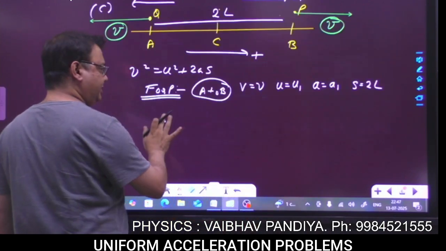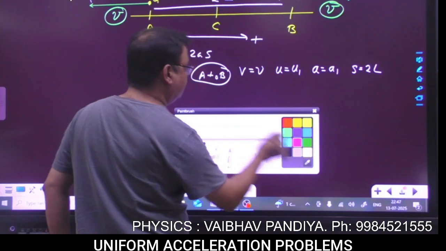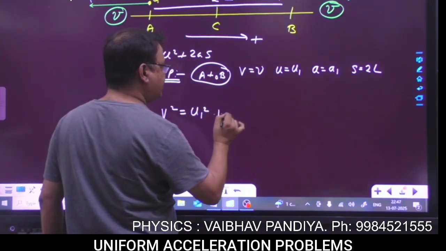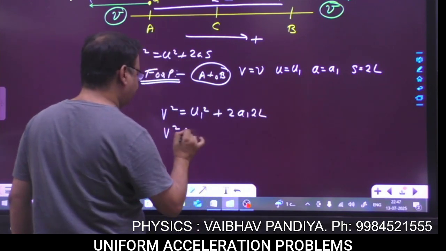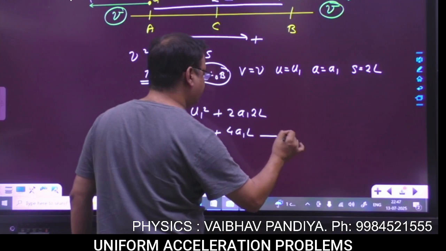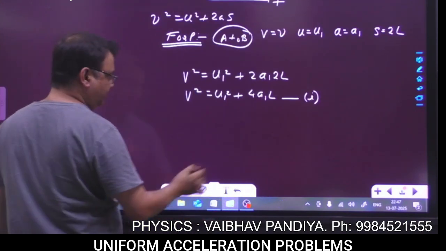So what you will get: V square is equal to U1 square plus 2A1 into 2L. So I'll get V square is U1 square plus 4A1L. Let it be equation number 1. Got it? Now apply the equation for Q.